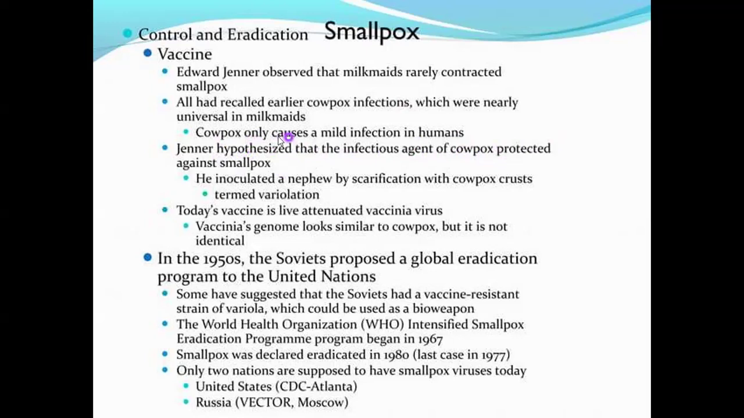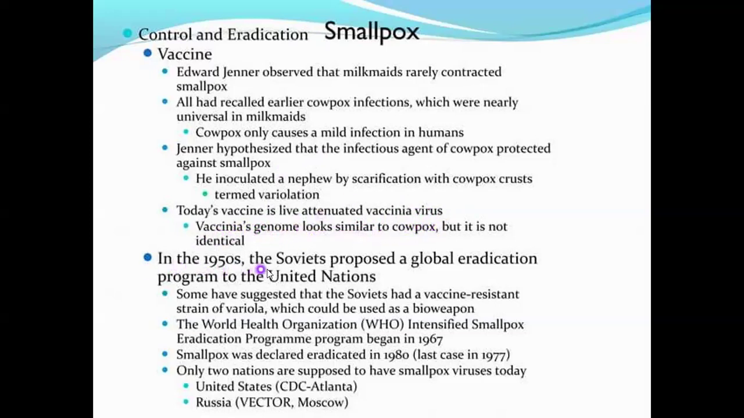So he inoculated a nephew by scarification with cowpox crusts, termed variolation. That is how the vaccine was developed. Through the cowpox crust, he inoculated the nephew, and he saw that it became protective. So he noted that cowpox was protective against smallpox. Today's vaccine is live attenuated vaccinia virus. I mean, that is what was used until smallpox was eradicated. The vaccinia genome looks similar to cowpox, but it is not identical.